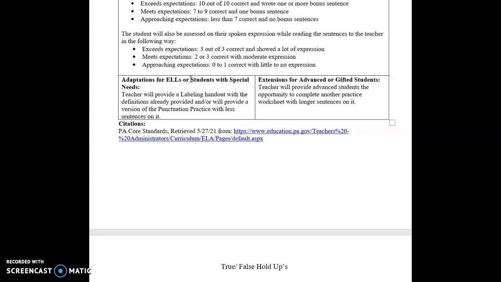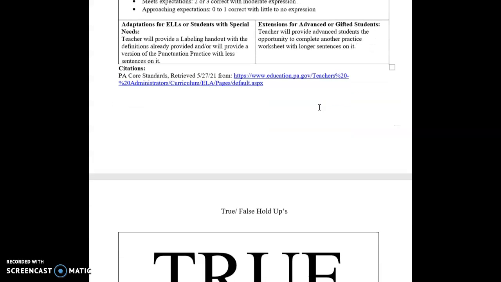I also would provide a version of the punctuation practice with fewer sentences on it that they have to work through. For advanced and gifted students, I would provide them with an opportunity to complete an extra worksheet that would have longer and more complex sentences in it, such as a sentence that combines a period and a question mark, 2 sentences, but I would put them together for them.